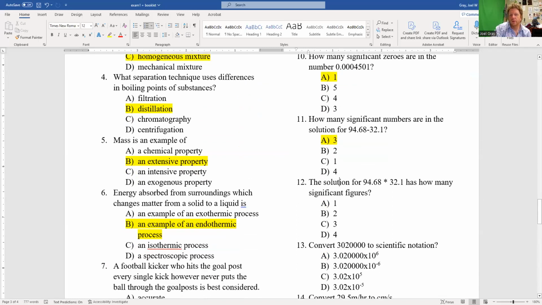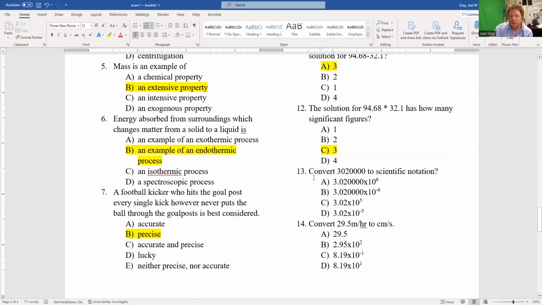Okay, the next question. The solution for 94.68 times 32.1 has how many significant figures? Okay, we don't even have to do the math for it. We can just follow the rules for multiplication with significant figures. Whichever number has the lower number of significant figures is going to dictate the precision of our answer. So we have 4 sig figs times a number with 3 sig figs. So our answer is going to be limited to 3 sig figs.